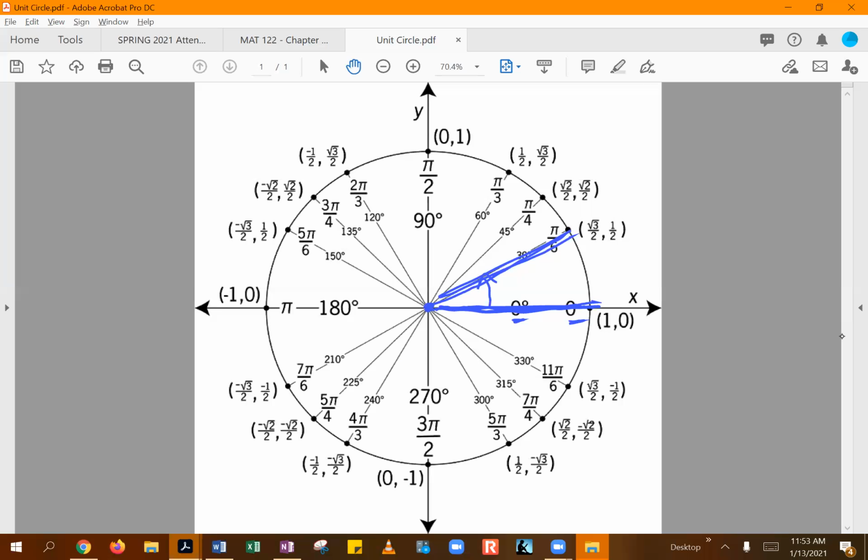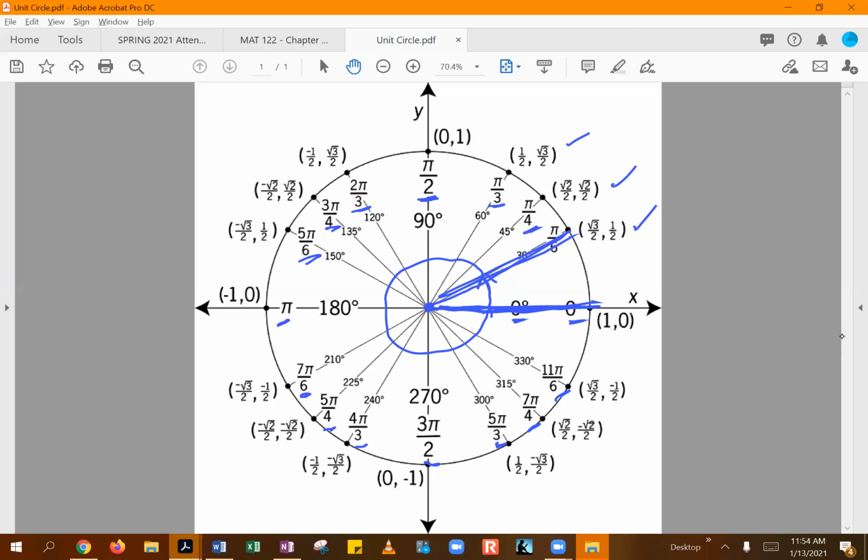And so you can keep going, and you can see, depending on what your revolution is going to be, at different places, you're going to have different measurements. And this is kind of what we need to remember, what these different measurements are going to be in terms of radians, and in terms of degrees. And then, once we get into talking about our sine, cosine functions, we'll talk about these ordered pairs at that point.